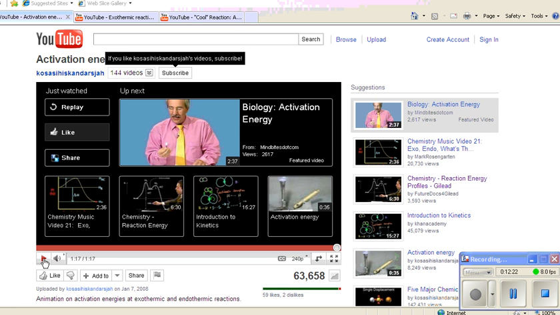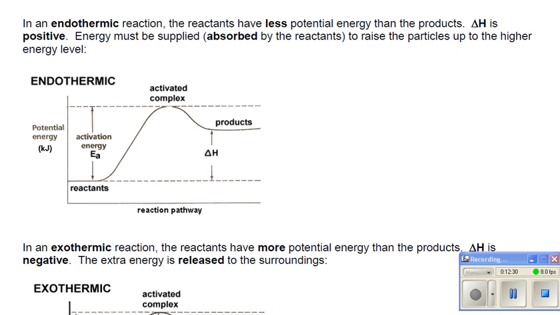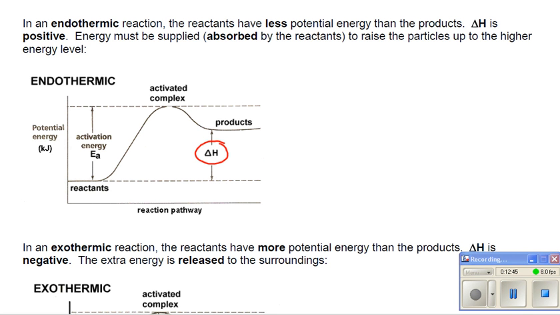Okay, so hopefully you followed that video a little bit. If you go to the next page in your notes, I'm going to explain this more in depth. It says in an endothermic reaction, the reactants have less potential energy than the products. So delta H is positive, okay? Delta H being right here, okay?